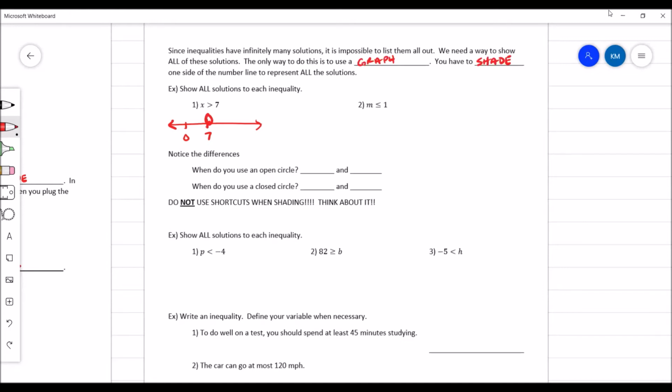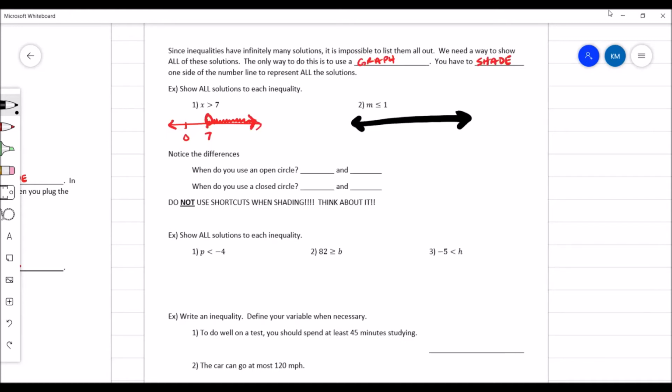So I'd say, is 0 greater than 7? No, I don't want to shade in that direction, and I want to shade to the other direction. Maybe I should use a different color since I have one easily available to me. All right, number 2, we have m is less than or equal to 1.